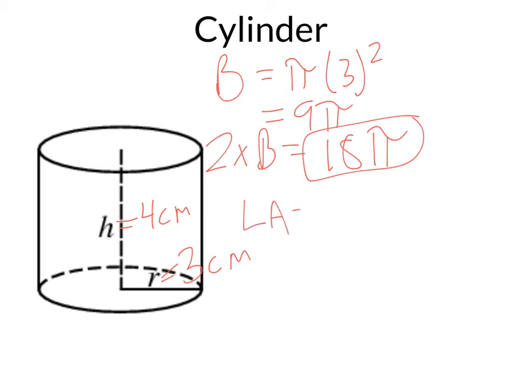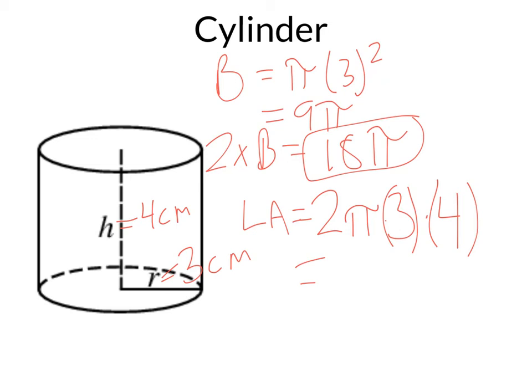Lateral area is equal to the base, which remember is our circumference. So 2 times pi times my radius of 3 times my height, which is 4. I do like to use parentheses when I'm substituting. I think that's good practice. So we got 3 times 4 is 12 times 2 is 24 pi. Wonderful. So there's my lateral area.